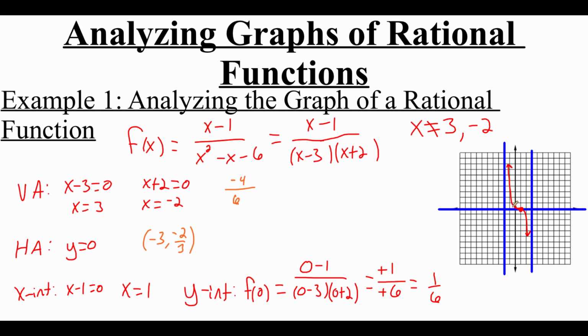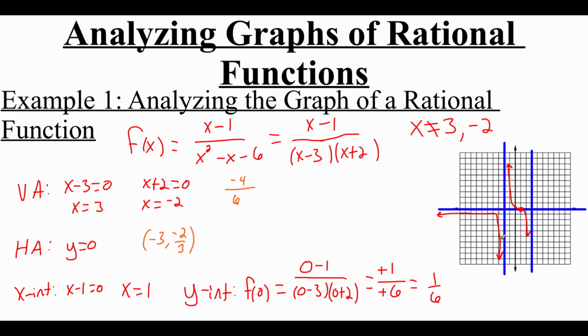So if I plot that out, go left 3 and down 2/3, we would have this point right here. So that tells me that that portion of the graph is happening below this horizontal asymptote. So we follow this horizontal asymptote in, and then we'll have to follow this vertical asymptote down.